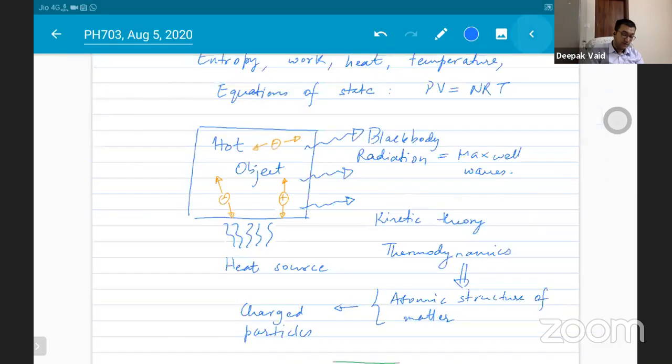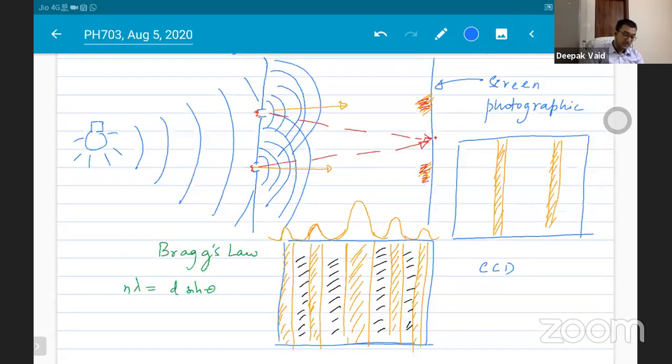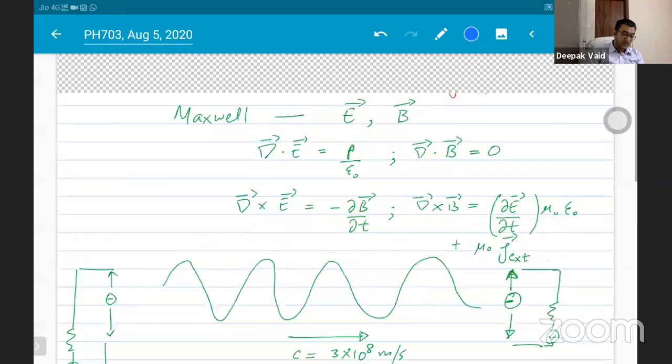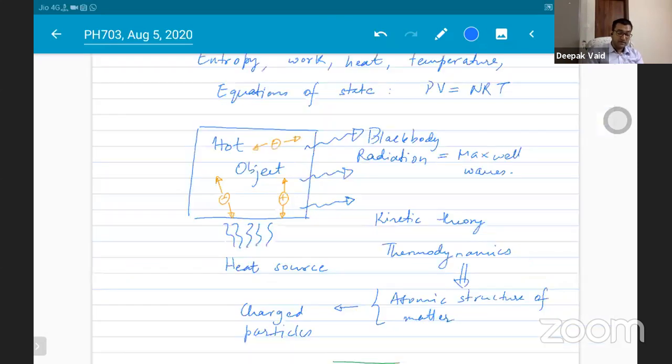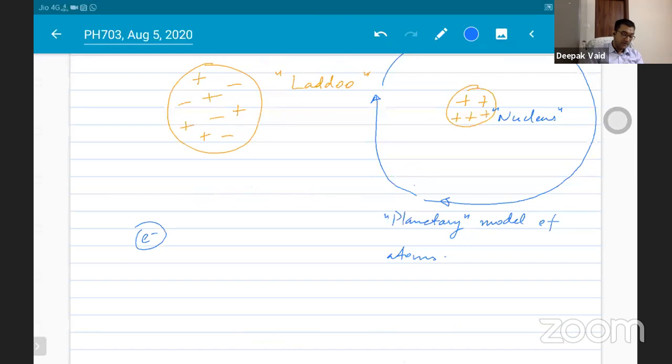Now, another thing that Maxwell's equations tell us is that if you take a charged particle and it moves in a circle, then any particle which moves in a circle undergoes some acceleration, right? What is that acceleration? It's given by v by r.